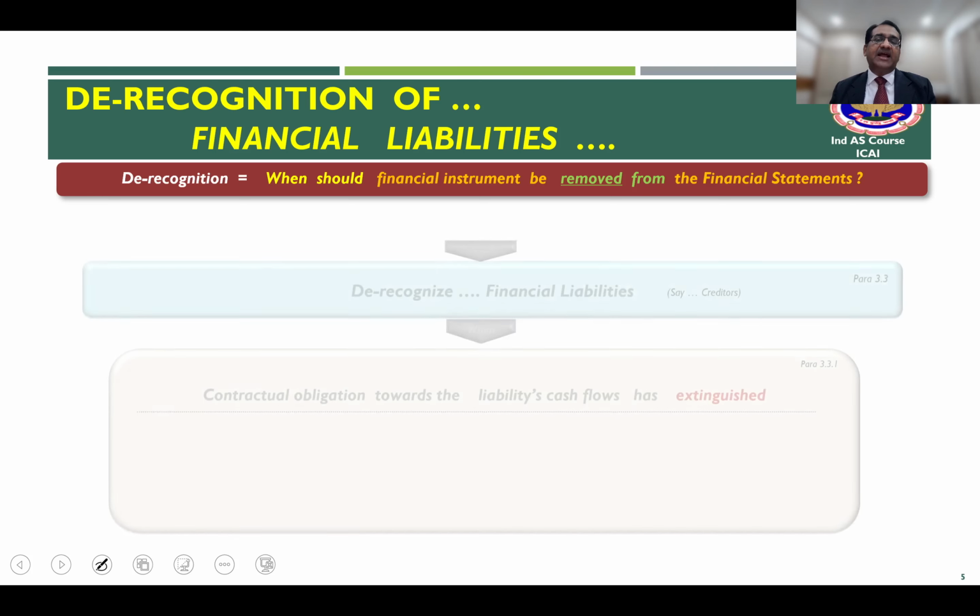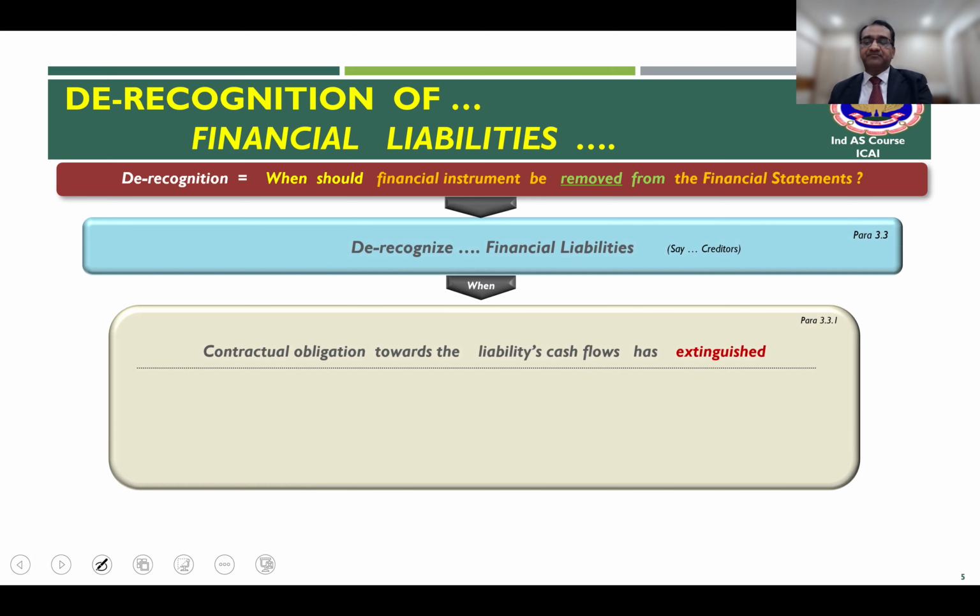Now, if you look at the generic requirement, paragraph 3.3 of IFRS 9 or Ind AS 109, it gives you guidance that derecognition of a financial liability, for example your trade creditors, should happen when the contractual obligation towards the financial liability's cash flows has been extinguished. Paragraph 3.3.1 does talk about it.